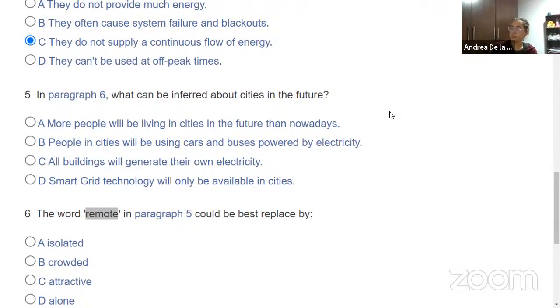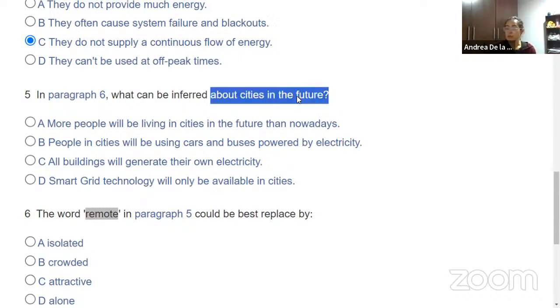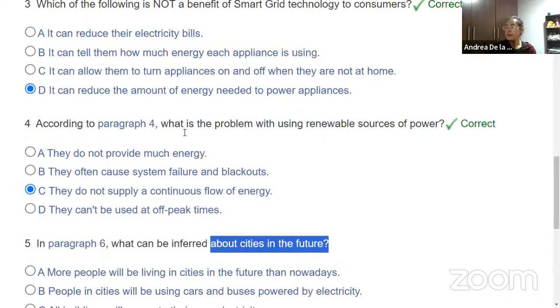With inference questions, they work differently, because the information won't be explicitly there, right? It will be implied, perhaps, but there won't be a phrase that says what you're looking for. So they just asked what can be inferred about these cities in the future, paragraph 6.